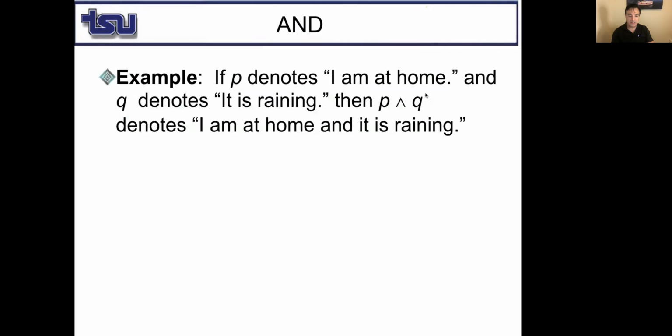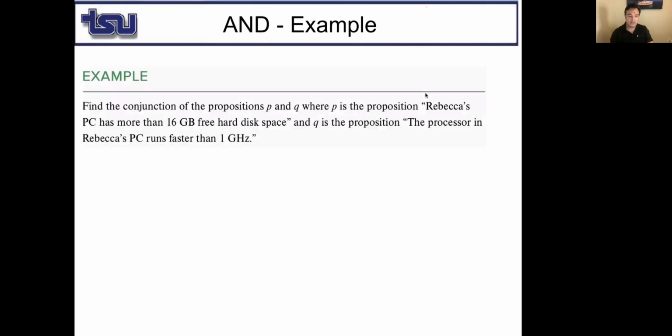So for example, if P is "I am at home" and Q is "it is raining," P and Q means "I am at home and it is raining."